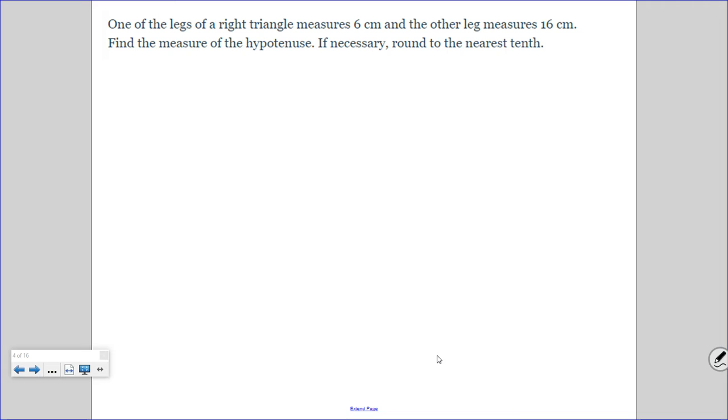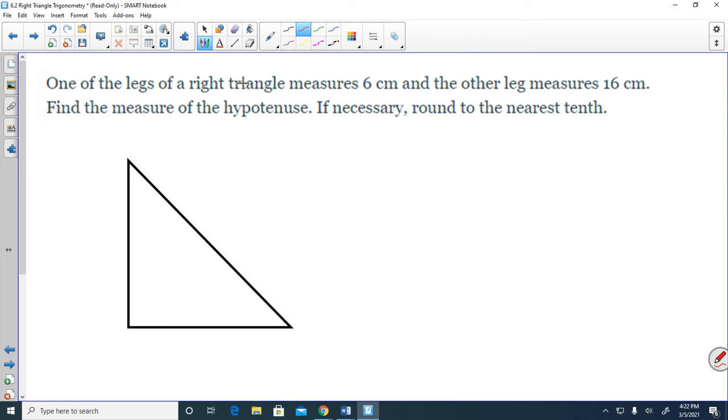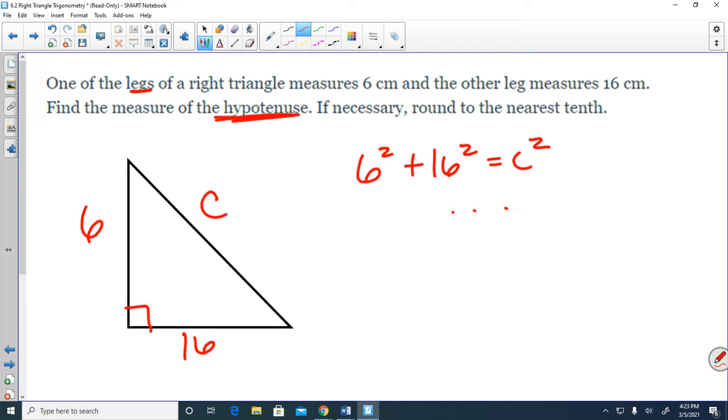You'll also have some word problems involving the Pythagorean theorem. My advice is to draw a triangle. It says one of the legs of a right triangle. Oh, right triangle. So I'm going to draw a right triangle. So one leg. So it tells me it's a leg. That means it's not the hypotenuse. So one leg is 6. The other leg, not the hypotenuse, is 16. Find the measure of the hypotenuse. So I'll label that C. So then I would set it up. I would set 6 squared plus 16 squared equals c squared, and then I would solve and find out what c is. So if you've got the word problems, just make sure you read them, draw a picture, and label.